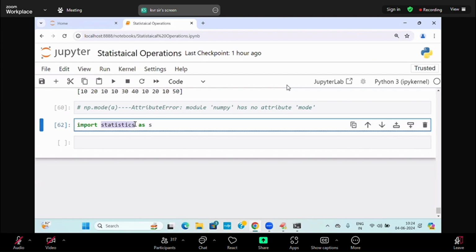It is a Python module, not a NumPy related module. NumPy does not contain mode. Statistics is a predefined module of Python only, developed by Guido van Rossum.